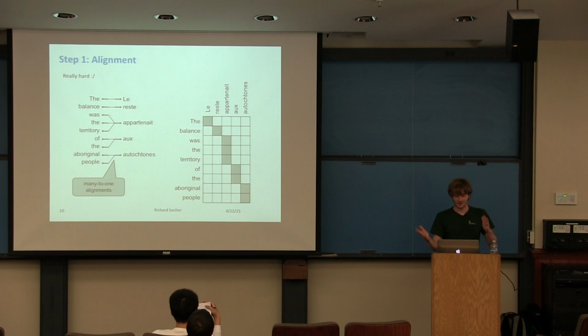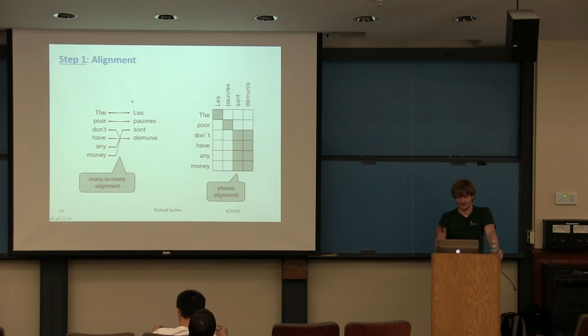And it doesn't end there. The same thing is also true for the other direction. So you have many-to-one alignments, and those pose problems. And in the end, you can also have many-to-many alignments. So "the poor don't have any money," "les pauvres sont démunis." Here "don't have any money," or "not having any money," translates to "sont démunis."